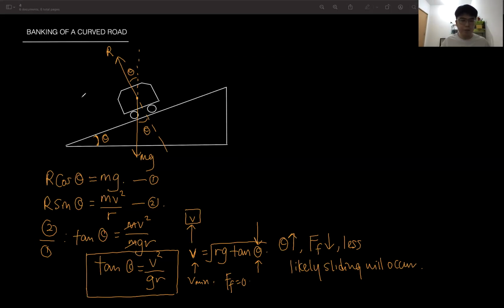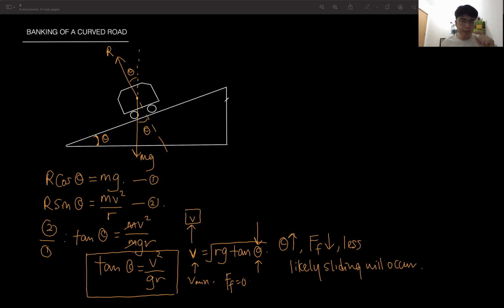So the application of this in real life situations is where they curve the road and raise it from one side. They increase the angle. The more the angle, the less likely the sliding will occur.